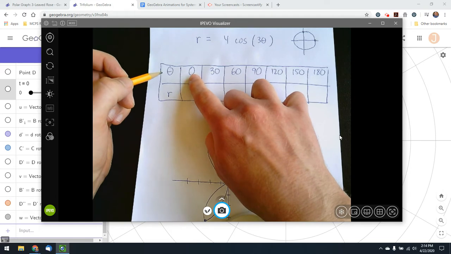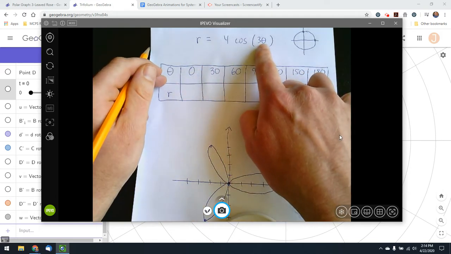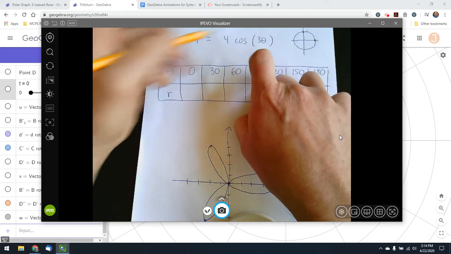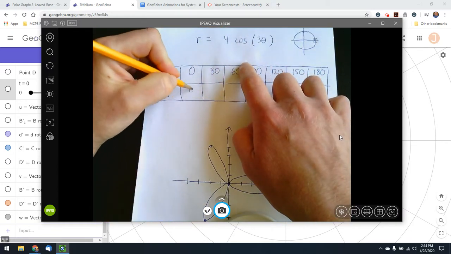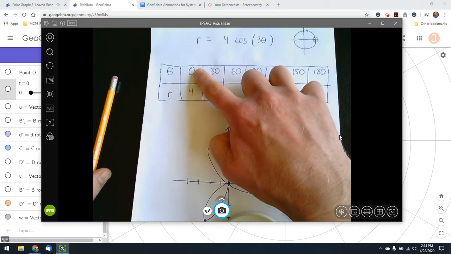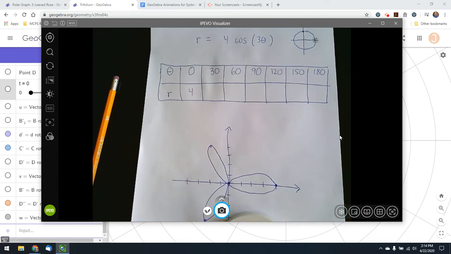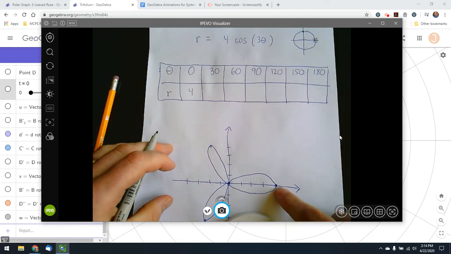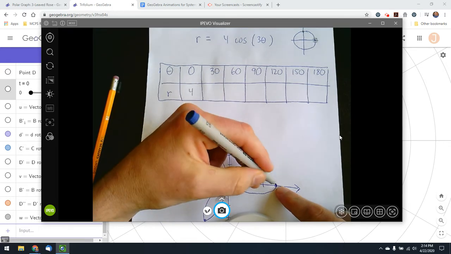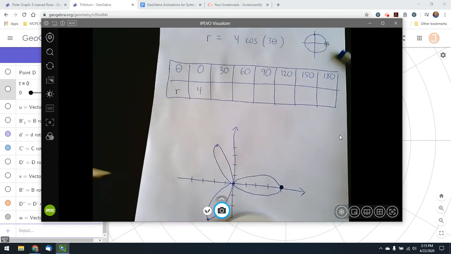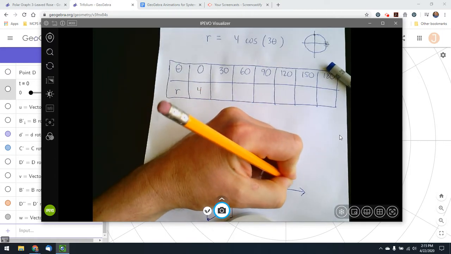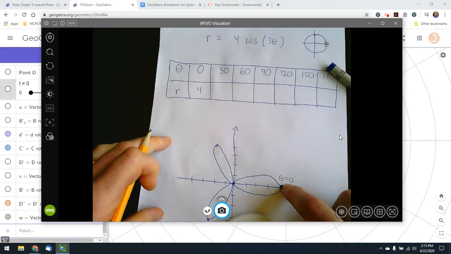Let's get started. When theta is 0, you get 3 times 0, which is 0, and the cosine of 0 is just 1. Times 4, we get 4. So when theta is 0, R is equal to 4, and that corresponds to this point right here. At 0 degrees, we're at 4. So theta equals 0 corresponds to that point right there. All right, let's keep going.